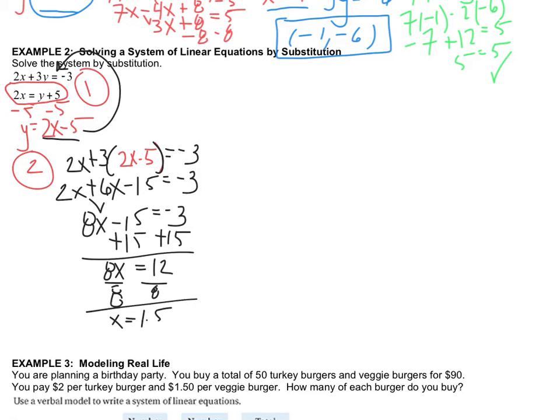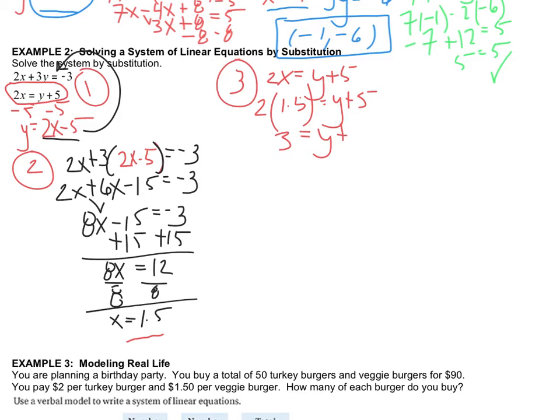So from here, we talked about how we then go to step 3, and we're going to plug x equals the 1.5 back in to be able to solve for the y value. So let's go for 2x equals y plus 5. I plug the x in as the 1.5. 3 equals y plus 5. I would subtract 5 to get y equals negative 2.